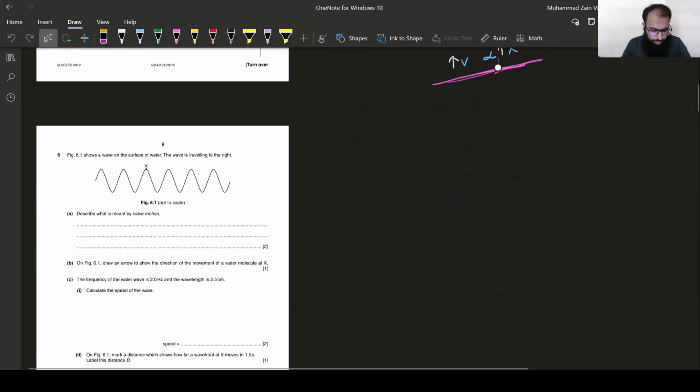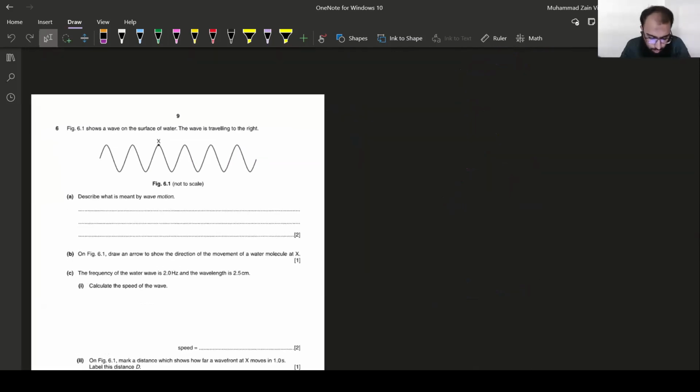Next part shows a wave on the surface of water. The wave is traveling to the right. Describe what is meant by wave motion. So we just need to explain what wave motion is. Wave motion, this term, basically means to describe what a wave actually is. A wave is the propagation of energy from one point to another without the transfer of the medium itself. That's how you would define wave motion.